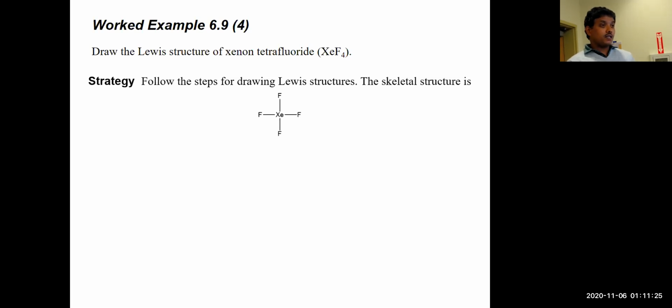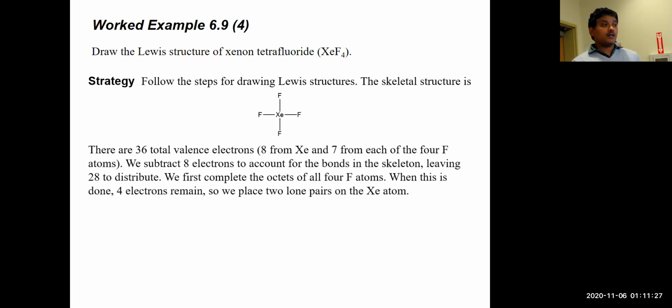So it is using its 8 valence electrons, and 4 fluorines have 28 valence electrons. 28 plus 8 is equal to 36. You used 8 valence electrons for bonding there, so you are left with 28 valence electrons. 28 over 2 is 14, so you have 14 lone pairs, and each fluorine needs 3 lone pairs. If you arrange them, you are still left with 2 lone pairs.